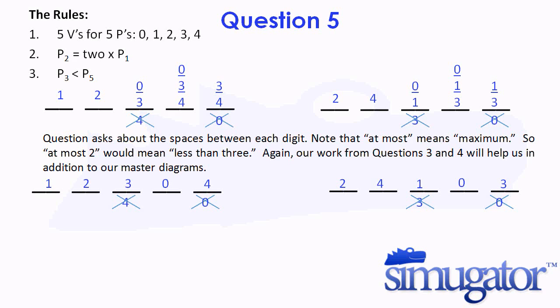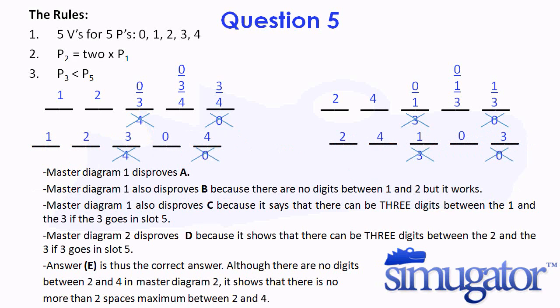Question 5 asks about the spaces in between each digit. Note that at most means maximum. So at most 2 would mean less than 3. However you want to think about it and understand it is fine. Again, our work from questions 3 and 4 will help us in addition to our master diagrams. So there's our master diagrams, there's our previous work.